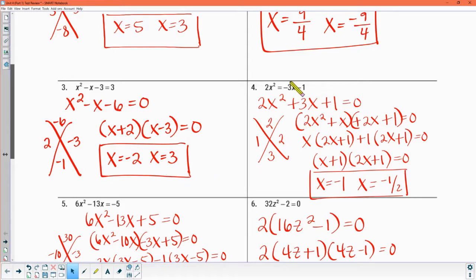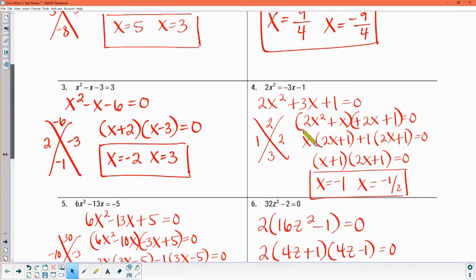For number 4, I want to move everything to one side. So I added 3x and I added 1. Now, this is one where the shortcut is not going to work because a is currently equal to 2. So be very careful when you approach a problem like this. A times c is 2. B is 3. So the two factors that multiply to be 2 and add to be 3 are 1 and 2. So I'm going to split my middle to be plus x plus 2x.